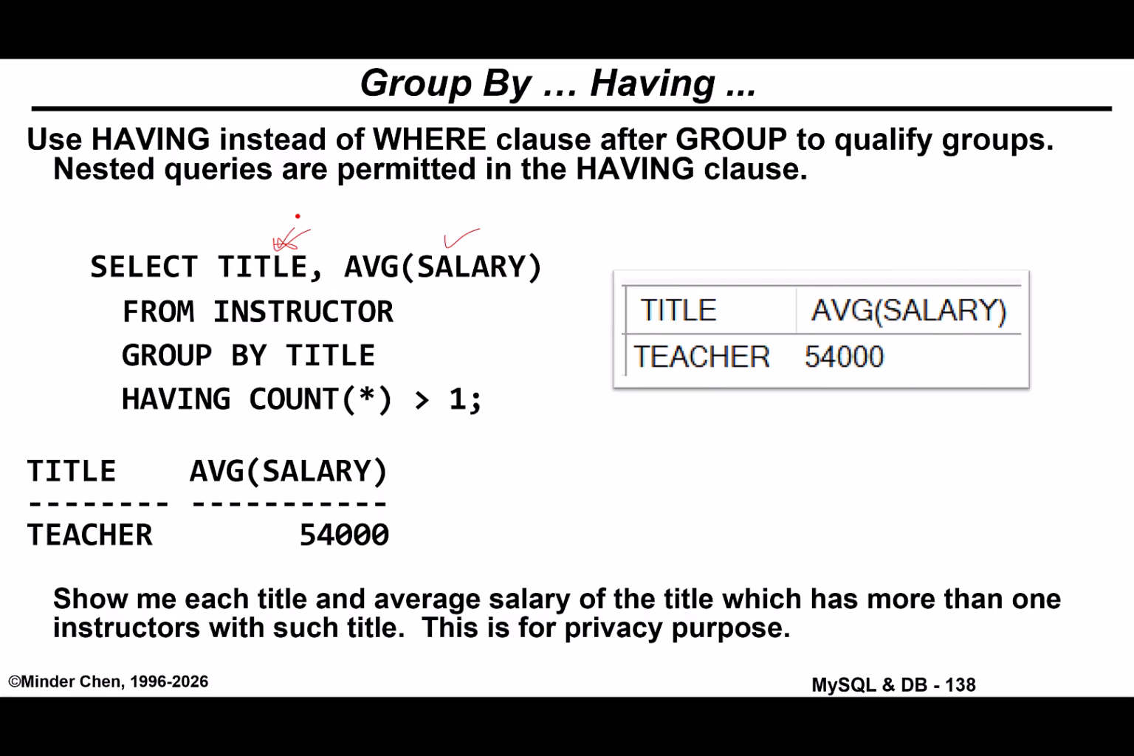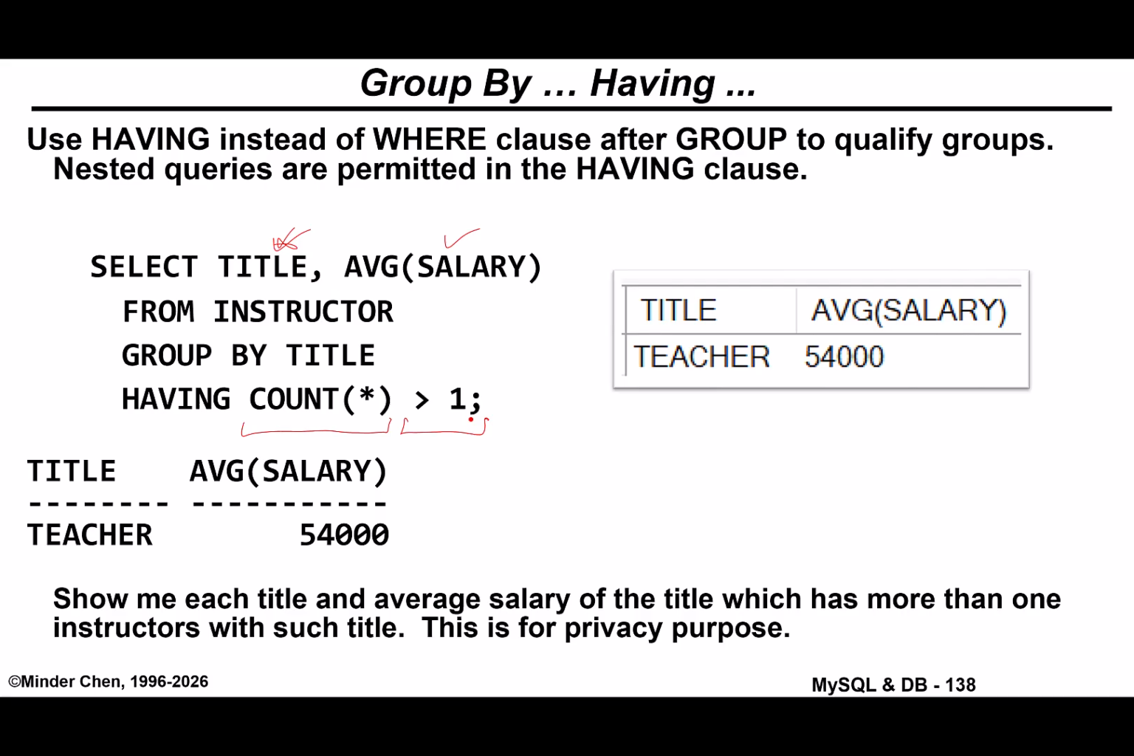Okay. And once we have done that group by, then we can use the aggregate function count to count how many instructors we have under each title. If the count for the employees with the same title is greater than 1, then we're going to show the result.